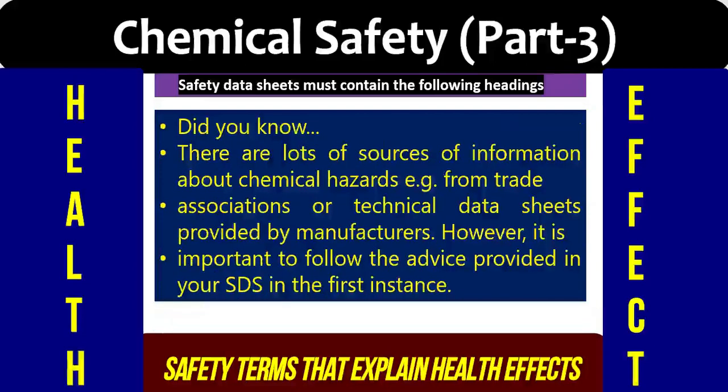Do you know there are lots of sources of information about chemical hazards? For example, from trade associations or chemical data sheets provided by manufacturers. However, it is important to follow the advice provided in your SDS in the first instance, because these guidelines, instructions, and recommendations are provided by the manufacturer, and the manufacturer knows well what he is going to produce, what the hazards are, and how to use it safely, store it safely, and deal with it safely.